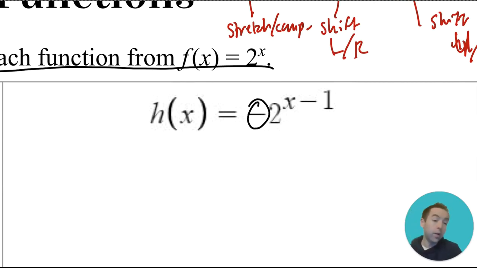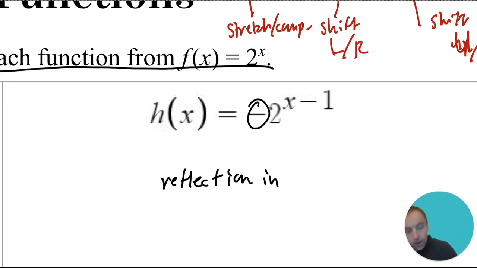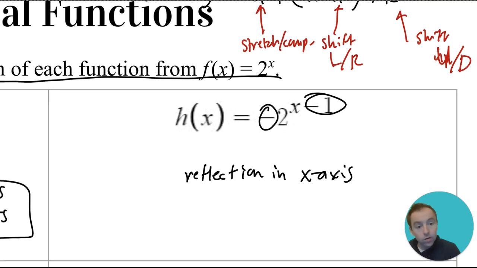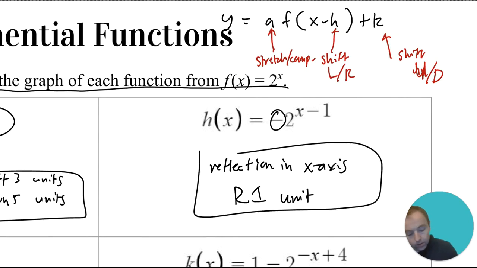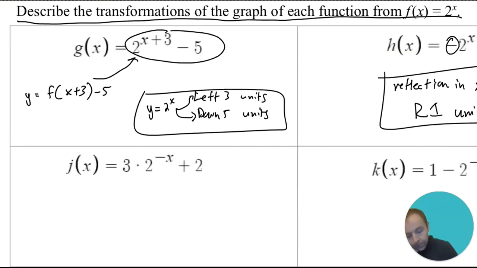So the fact that it's being multiplied by a negative means it's going to graph the graph upside down. So we would describe that more succinctly as a reflection in the x-axis, because that's the line it's going to flip over, the x-axis. And then the subtraction of 1 right there where the x is plugged in is going to shift the graph to the right 1 unit. Okay, and that's all that's happening there.